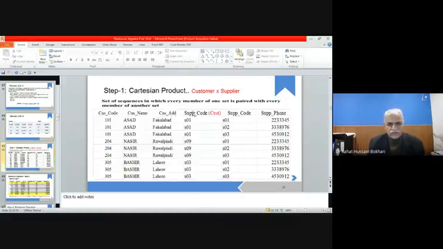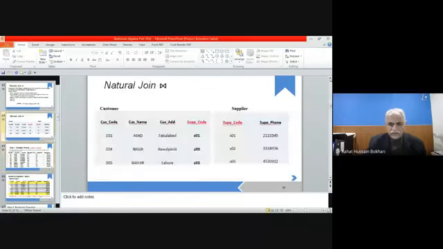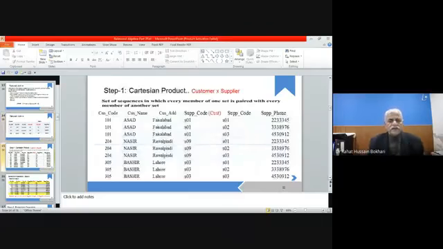1, 2, 3, 4, 5. 1, 2, 3, 4, 5, 6. So this is within the 2 tables. We have 6 columns: 1, 2, 3, 4, 5, 6. So 4 columns from here and 2 columns from here, and the resultant table would have 6 columns, not 7. So in the very beginning, we have carried out the cross product of customer and supplier, and we get these 9 rows with the 6 columns.